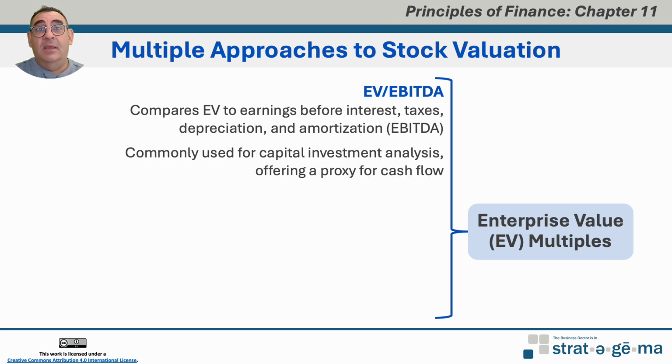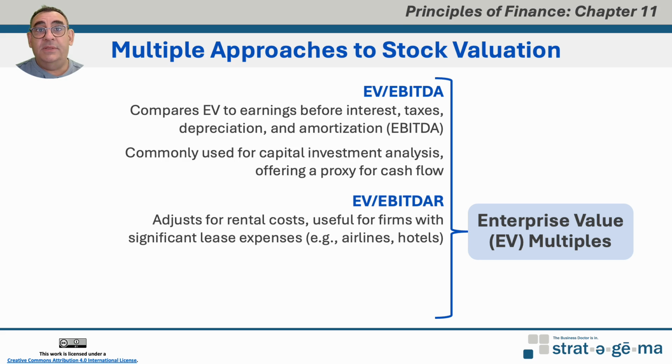We also have EV over EBITDA, so earnings before interest, taxes, depreciation, and amortization. This gets us much closer to a cash flow base, but not quite. So this compares the enterprise value to earnings before interest, taxes, depreciation, and amortization. And this is used for capital investment analysis and acts as a reasonable proxy for cash flows I just mentioned. Another variation of this is EV over EBITDAR, which adjusts for rental costs. And this is useful for companies that have significant lease expenses, like airlines and hotels.